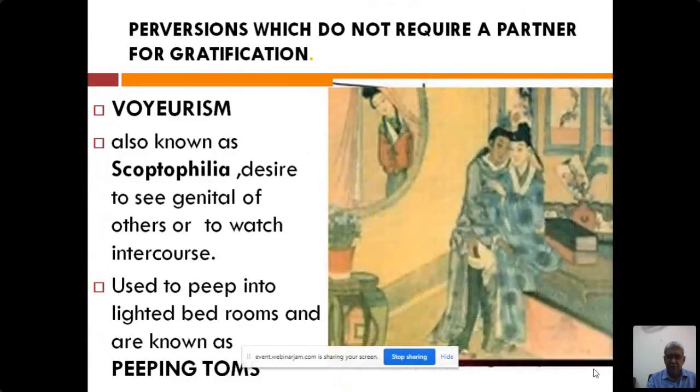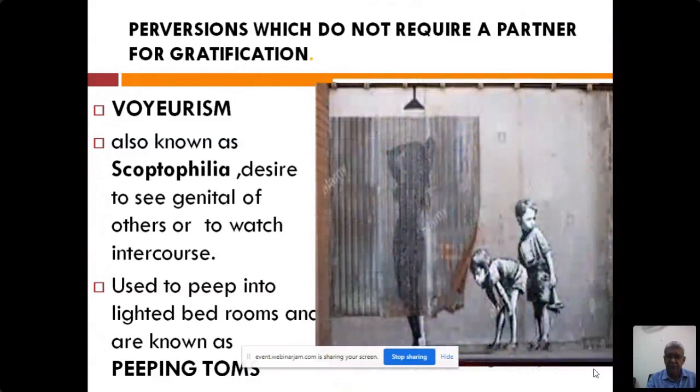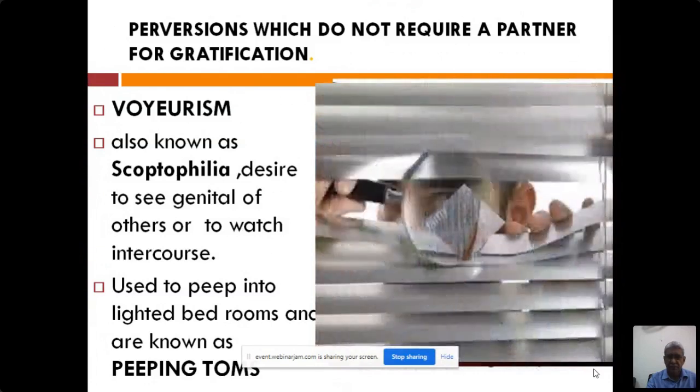Again, another example where the act of sexual intercourse between two partners is being observed and enjoyed by another person very silently under the effect of voyeurism. Again, another example of voyeurism: peeping through the blinds into the bedrooms of other persons, even with the help of a lens. Voyeurism.